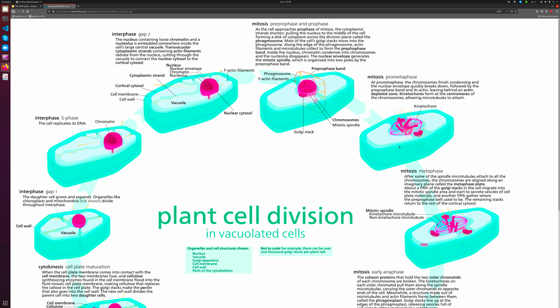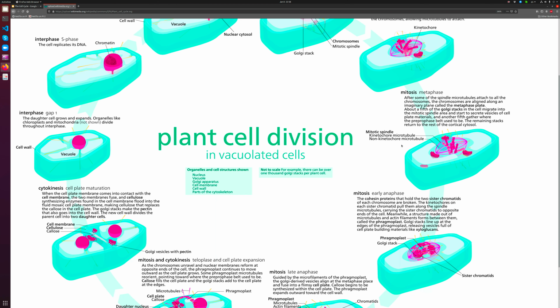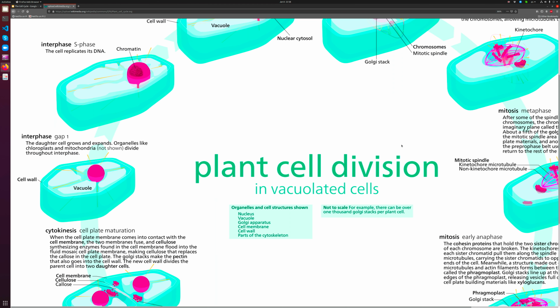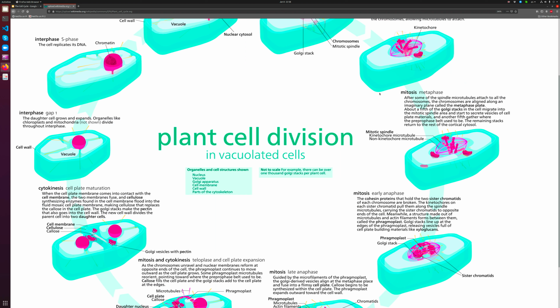Metaphase. After some of the spindle microtubules attach to all of the chromosomes, the chromosomes are aligned along an imaginary plane called the metaphase plate. About a fifth of the Golgi stacks in the cell migrate into the mitotic spindle area and start to secrete vesicles of cell plate materials, and another fifth gather where the pre-prophase band used to be. The remaining stacks return to the cortical cytosol.